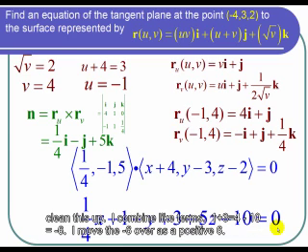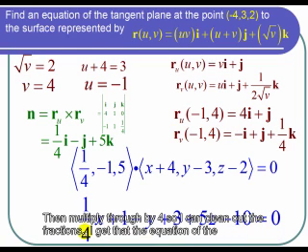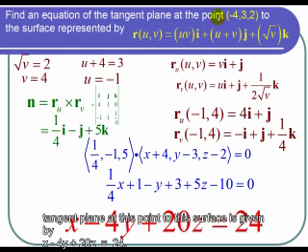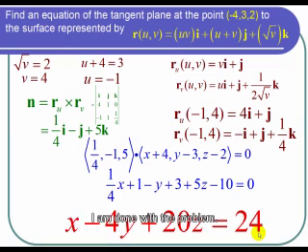So now let's just clean this up. I combine like terms. 1 plus 3 is 4, minus 10 is -6. I move the -6 over as a positive 6, and then multiply through by 4 so I can clean out the fractions. And I get that the equation of the tangent plane at this point to this surface is given by x minus 4y plus 20z equals 24. And I'm done with the problem.